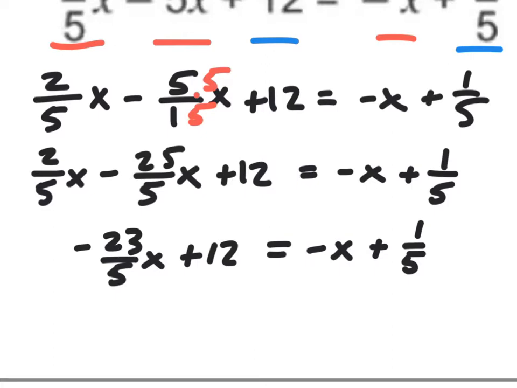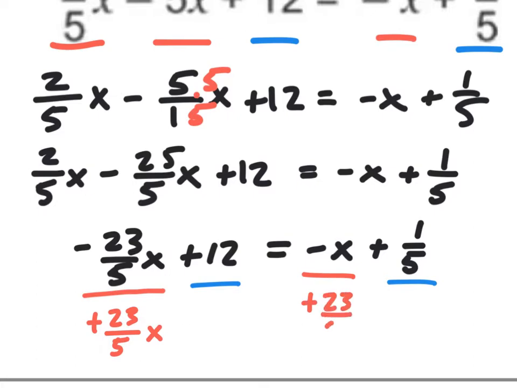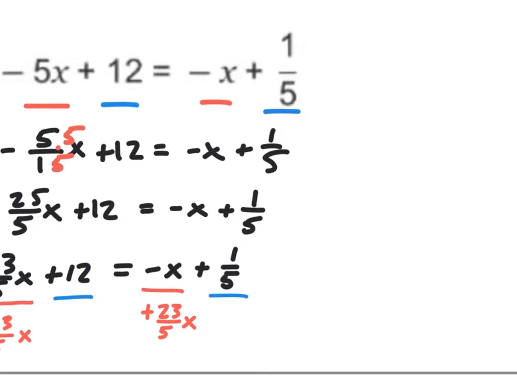But in any case, we need to identify our like terms. So I'm going to identify my terms with my x variable here and here, and then the terms without an x here and here. Okay, now what I'm going to do is add 23/5 x to both sides. Okay, we'll start with that. So I'm going to add 23/5 x here, add 23/5 x there.